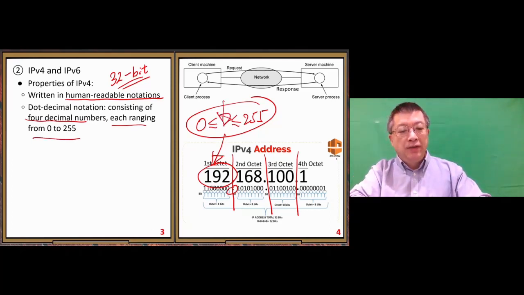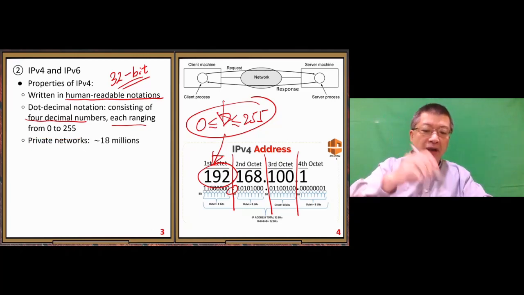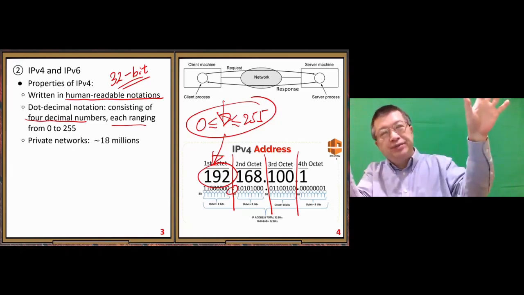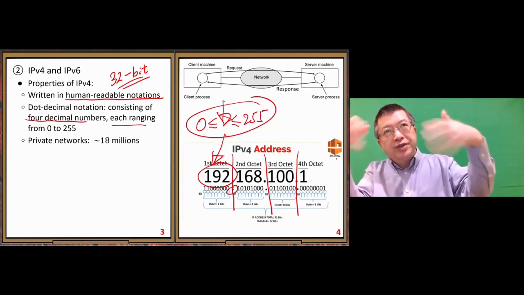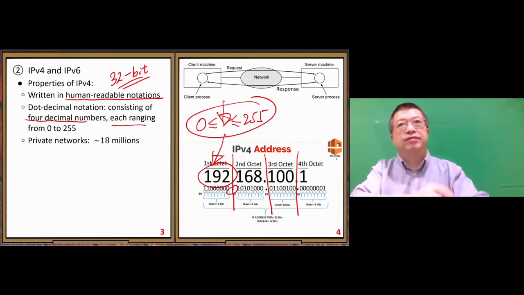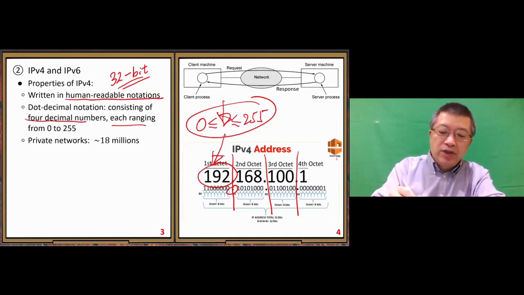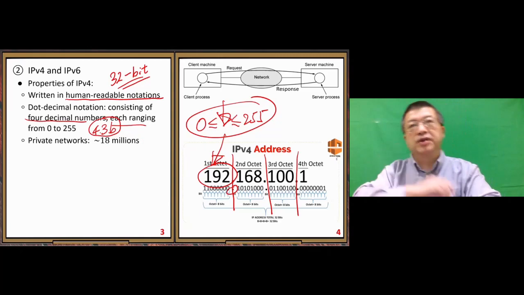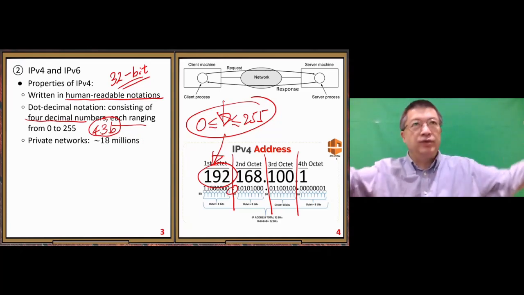Then private networks. When we use IPv4 addresses, we can represent various types of networks. Private networks take approximately 18 million. Remember, the total number of IPv4 addresses is 4.3 billion. Inside 4.3 billion, 18 million are used for private networks. So remember the private.